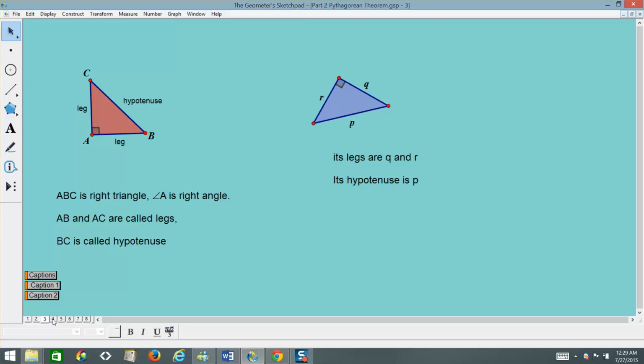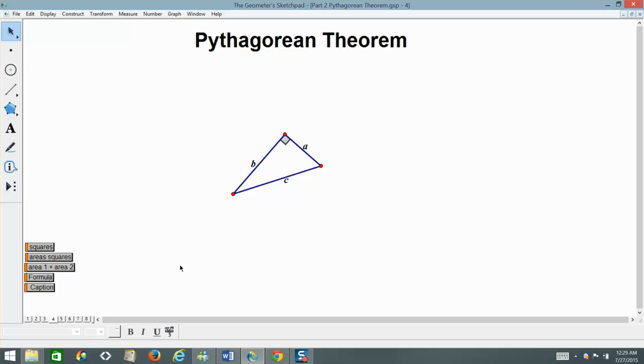Okay. How do we prove the Pythagorean theorem? I use the Geometry Sketchpad to make it easier to prove this theorem, because the Geometry Sketchpad has a lot of features that are very useful to prove this theorem. For example, the measure feature. We can use this measure to measure the length of the side of this triangle or the area of this triangle.